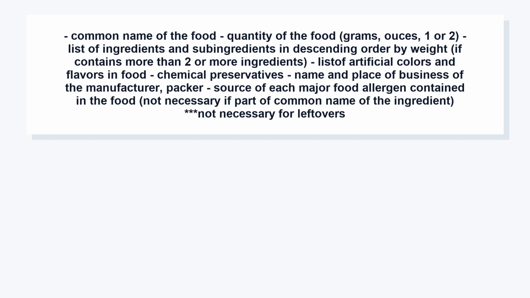Common name of the food, quantity of the food, grams, uses, 1 or 2. List of ingredients and sub-ingredients in descending order by weight. If it contains 2 or more ingredients, list artificial colors and flavors in food, chemical preservatives, name and place of business of the manufacturer, packer, source of each major food allergen contained in the food, not necessary if part of common name of the ingredient, not necessary for leftovers.